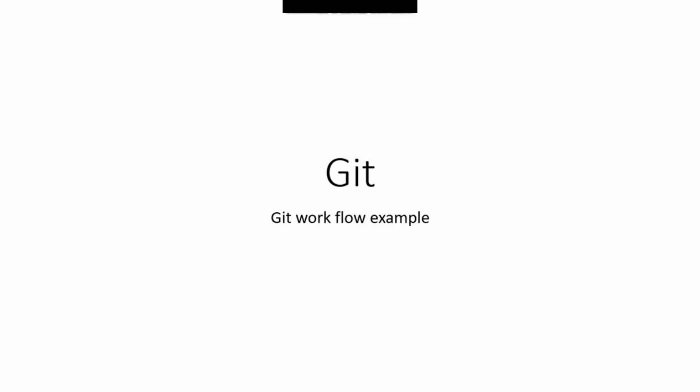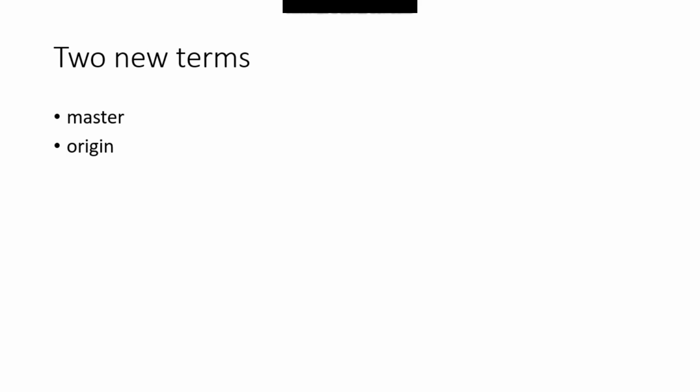In this tutorial we will look at the practical example of Git workflow. But before looking at the practical example about the Git workflow, I'm going to talk about two more terms, and they are called master and origin. Okay, the first one is master.